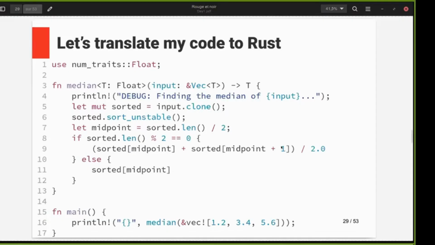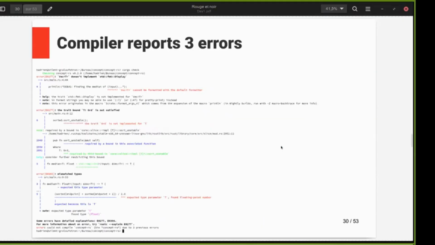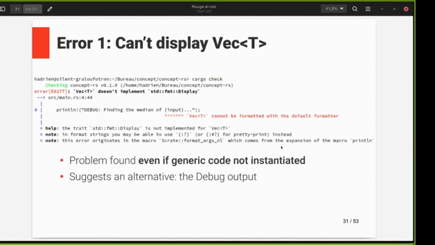To showcase this, let me translate the code I showed earlier to Rust. We will get this time 3 different compiler errors. The first one tells us that, yes, in Rust, we cannot directly display Vec of T either. However, the new thing in Rust with respect to C++ is that we get this error message even if the generic code has not been instantiated. Just declaring it is enough for the compiler to see the problem. Furthermore, unlike what happens in C++, the compiler actually suggests an alternative to the standard text display method, which is the debug display method, which is designed for debugging outputs. And we can produce debugging output in Rust out of pretty much every type, including vectors.